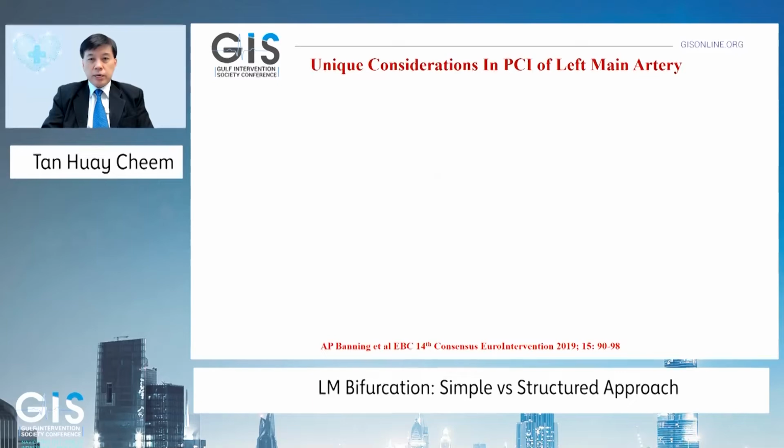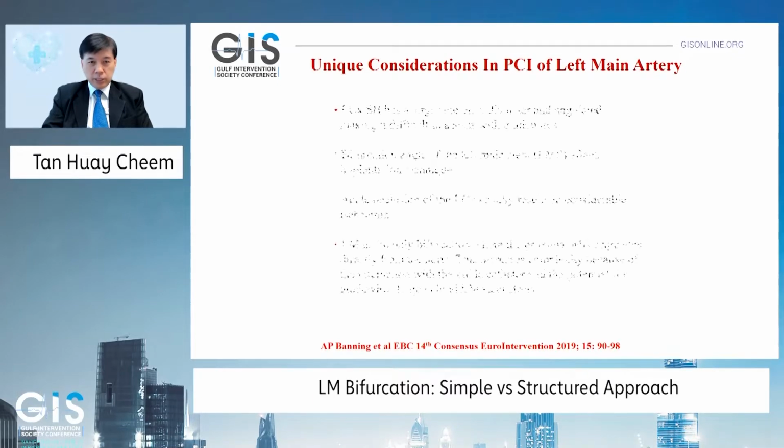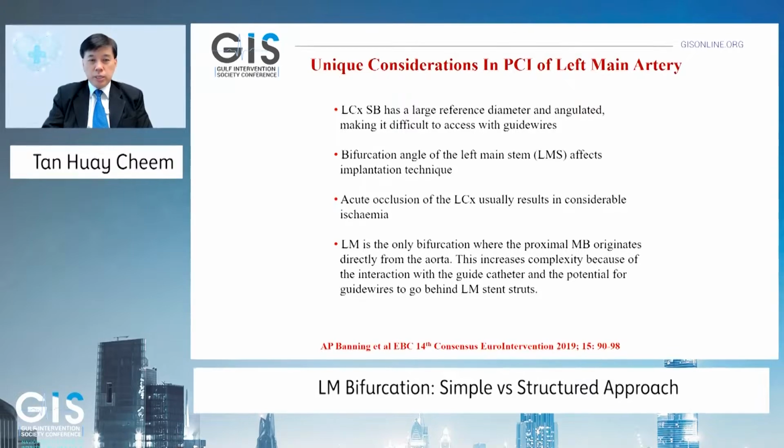I think when we consider PCI of the left main artery, there are certain unique considerations pertaining to this particular lesion. The left circumflex, which is a side branch here, has a large reference diameter and is angulated, making it difficult to access with guide wires. The bifurcation angle of the left main stent often affects the implantation technique. The acute occlusion of the left circumflex side branch can result in considerable ischemia, and left main is the only bifurcation where the proximal main branch originates directly from the aorta. And this increases complexity because of the interactions with the guiding catheter and the potential for guide wires to go behind the left main stent struts.